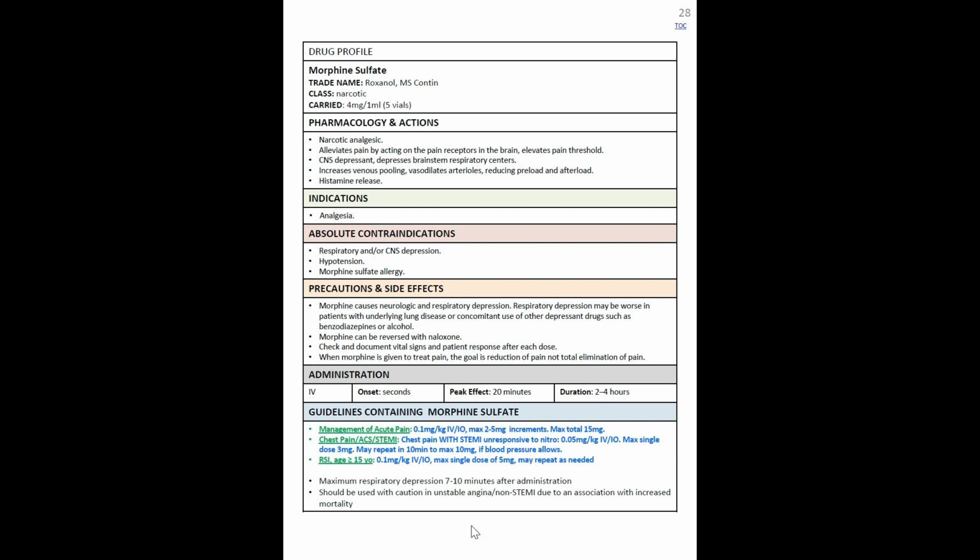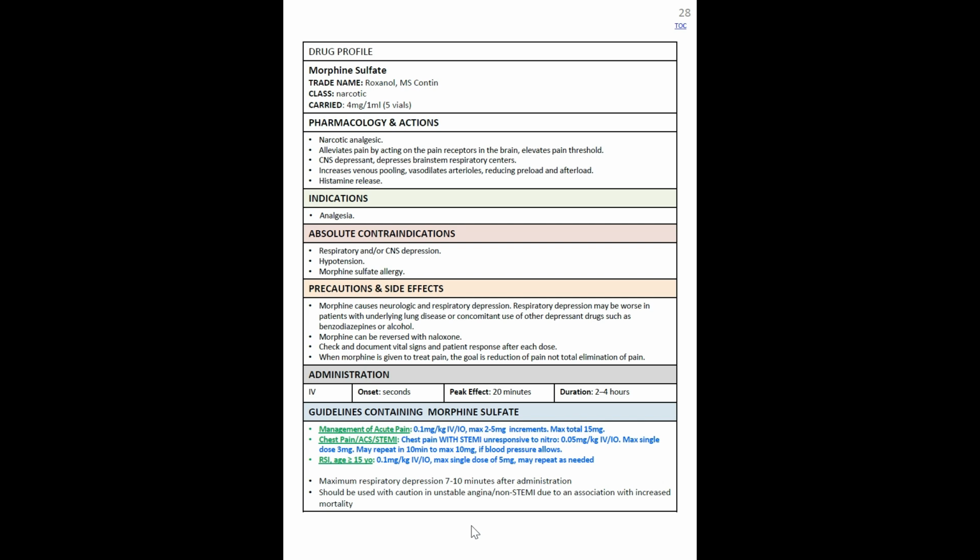Some pharmacology and actions of morphine. It is a narcotic analgesic. It alleviates pain by acting on the pain receptors in the brain and it elevates the pain threshold. Remember, it does not eliminate the underlying cause of pain, it just masks the pain itself. It can act as a CNS depressant and it does depress brainstem respiratory centers, increases venous pooling, vasodilates arterioles, and reduces preload and afterload. And it does release histamine.